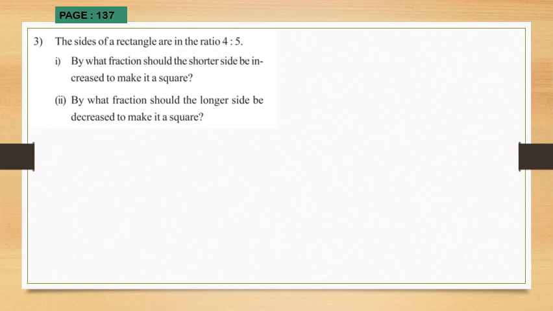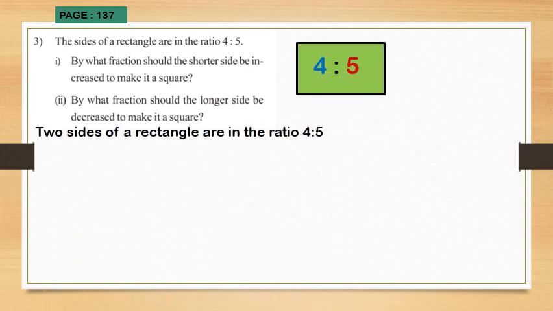Okay children, first of all let us write the things from the question. Write, two sides of a rectangle are in the ratio 4:5. So let us take smaller side equal to 4x and longer side equal to 5x. See the first sub-question again. By what fraction should the shorter side be increased to make it a square?